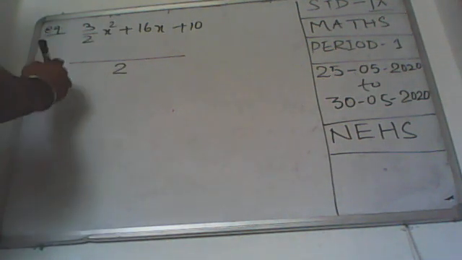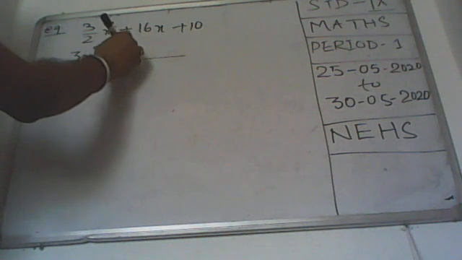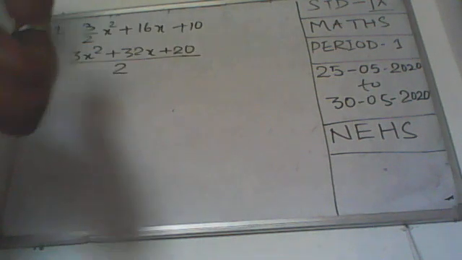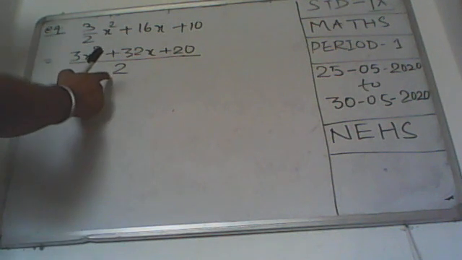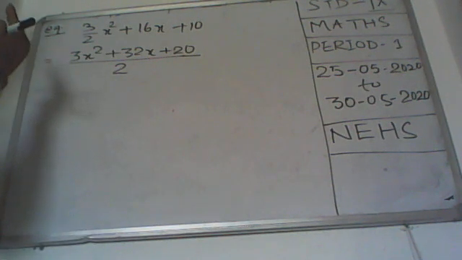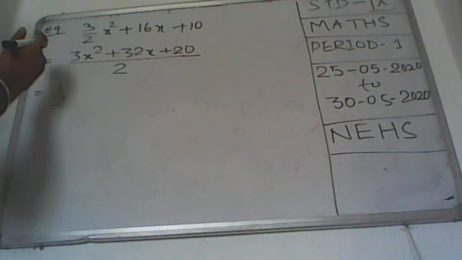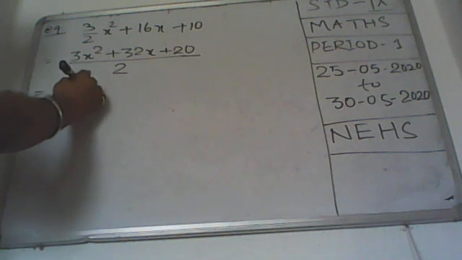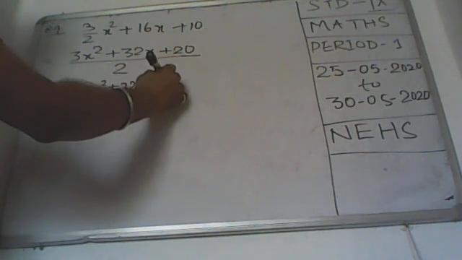So this will become 3x square plus 32x plus 20. After that, this denominator 2 will come outside, so this will become 1 by 2. It has come out from the factorization part. So inside the factorization, what is remaining there? 3x square plus 32x plus 20.